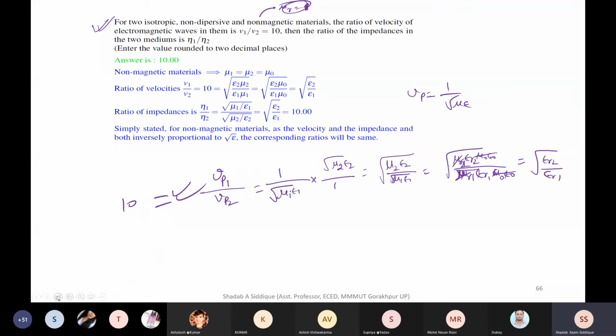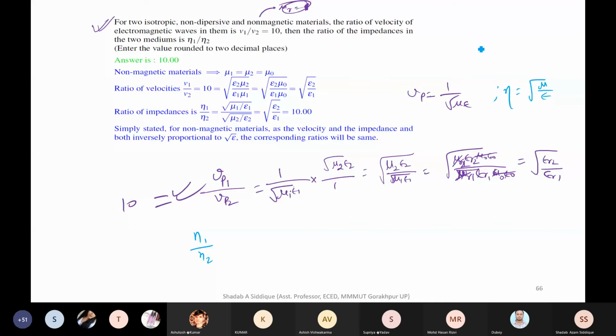Now we will try to solve for the ratio of impedance in the two media. So the impedance of the medium, eta 1 divided by eta 2. We know eta is equal to square root of mu by epsilon. We know these formulas, we have solved.